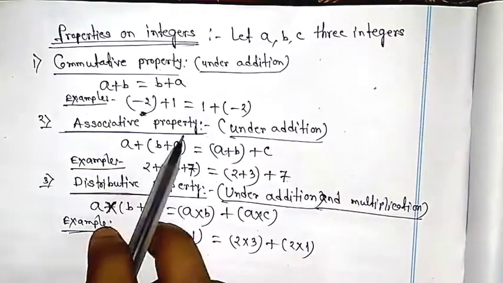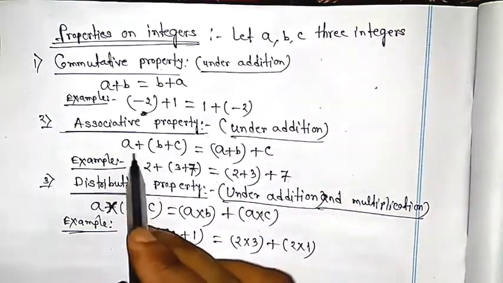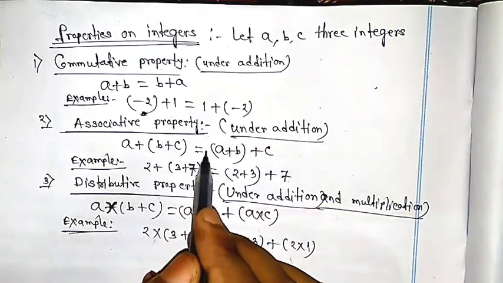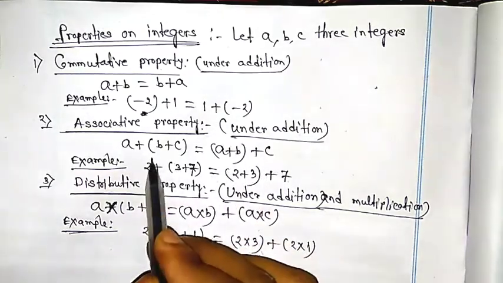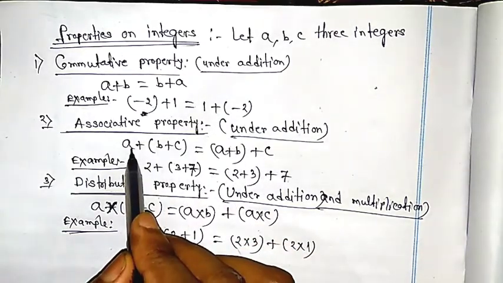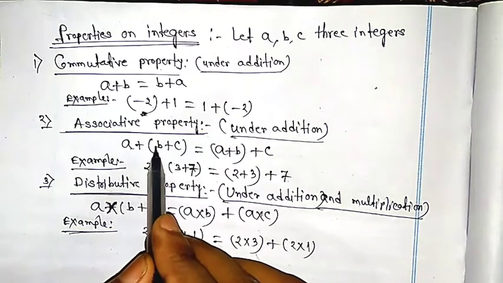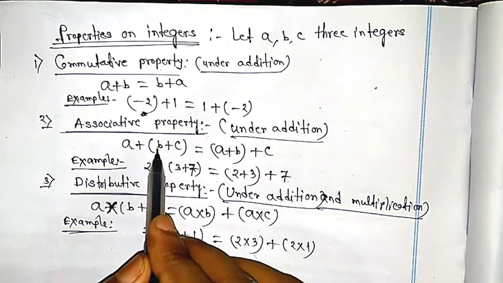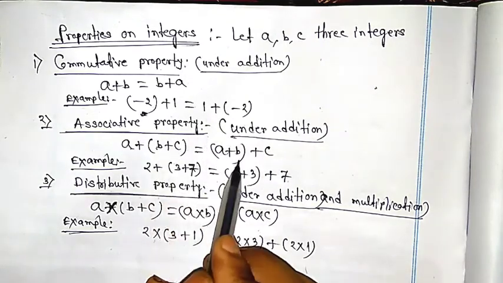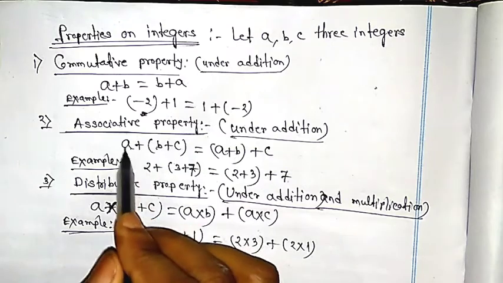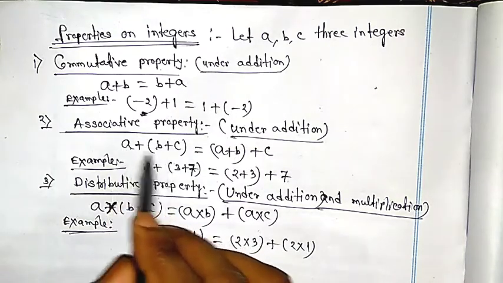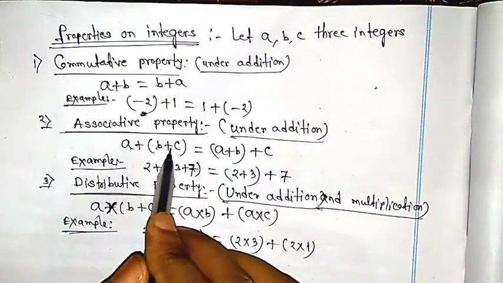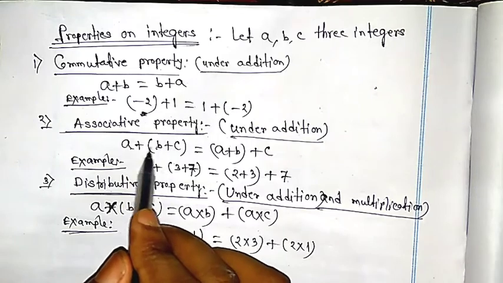And second is the associative property under addition. So what is the associative property? a plus b plus c is equal to a plus b plus c, with different brackets. On the left hand side, b is associated with c. On the right hand side, b is associated with a. The three integers a, b, c are the same, and the sign is also the same, plus.